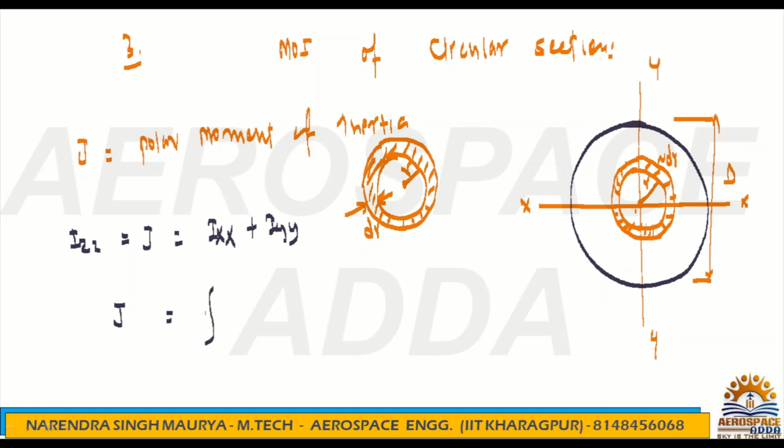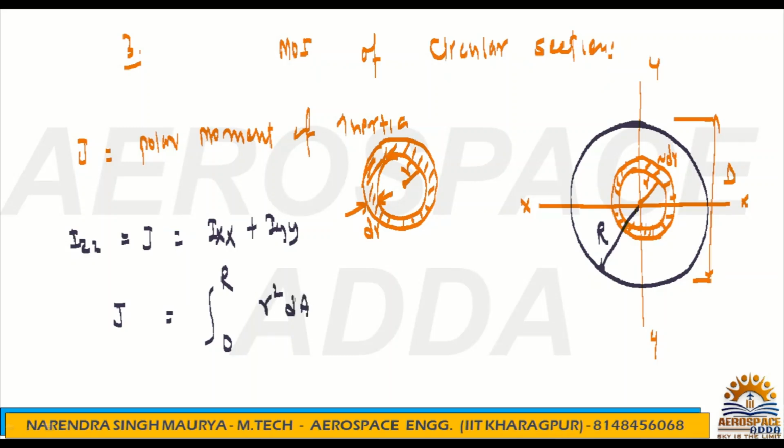inertia, 0 to R, because the full radius of this complete outside circle will be capital R, diameter is capital D, okay. So 0 to R, and it is nothing but r square. If you remember, it was r square dA, where dA is the area of the ring.